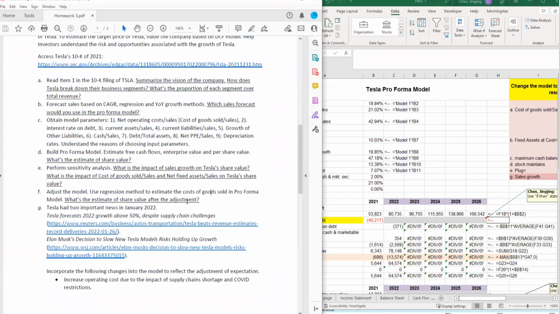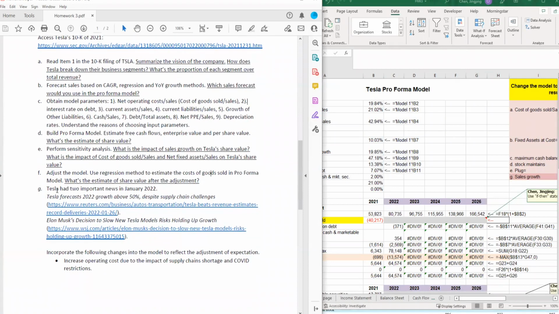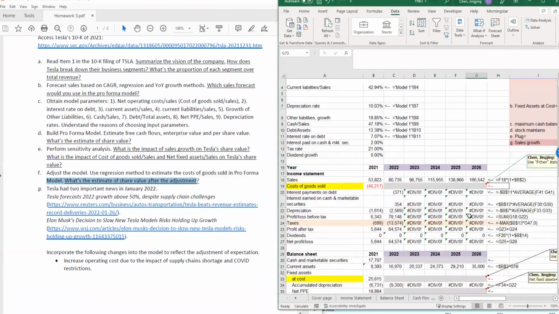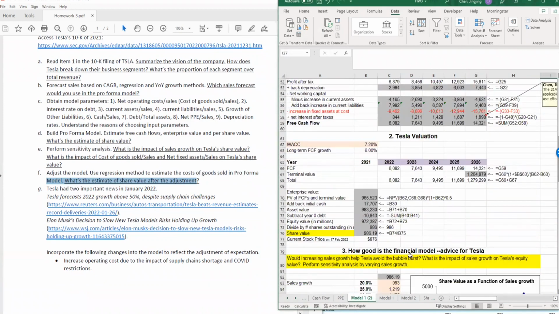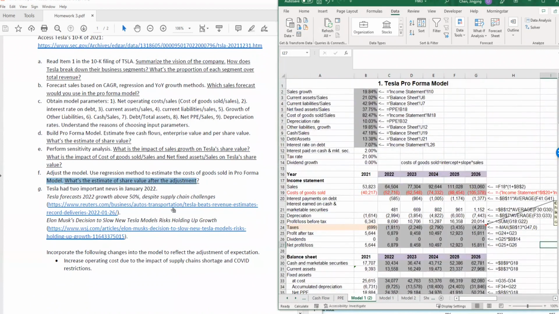Then we can move on to the next question. And you can answer the question here, what's the estimate of share value after the adjustment? So after the adjustment, I believe it's here. Okay, you can answer the share value here.